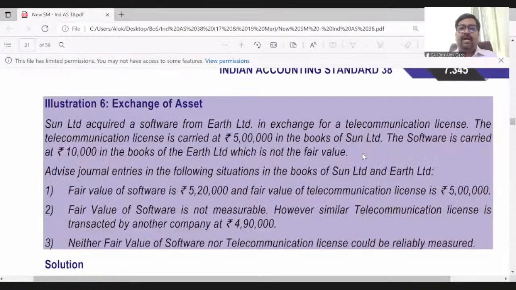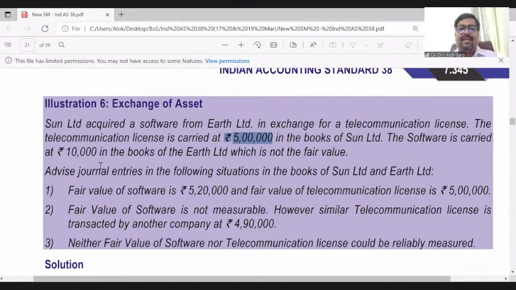Sun Limited acquired a software from Earth Limited in exchange for a telecom license. The telecom license is carried at 5 lakh rupees in the books of Sun Limited, right? So Sun Limited is acquiring a software. What is the asset acquired? The asset acquired is software. What is the asset surrendered? The asset surrendered is telecom license. The WDV of the asset given up is 5 lakh.